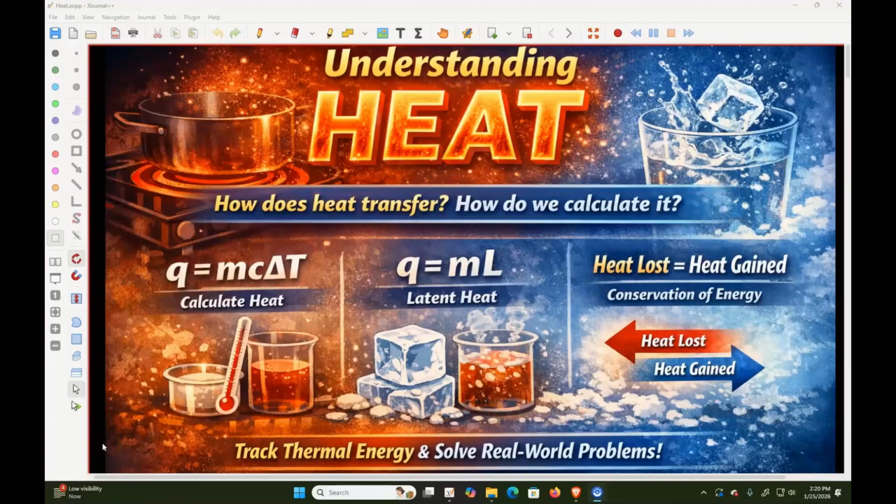In today's video, we'll be discussing heat. When you touch a hot stove or drop ice into a drink, energy is moving. That energy is called heat. In this video, we'll break down how heat is transferred, how to calculate it, and how phase changes are involved. By the end of this lesson, you'll be able to calculate exactly how much heat is involved.